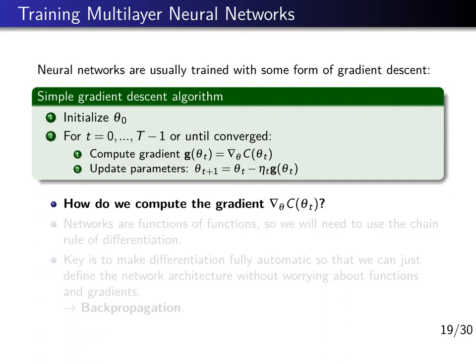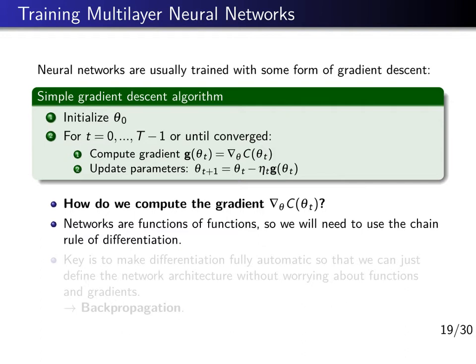So now the question is, how do we compute the gradient? And this is not particularly trivial because neural networks are complicated functions. So in particular, networks are functions of functions. Often we have these multi-layer structures, so we have functions of functions of functions. So clearly, we will need the chain rule of differentiation.